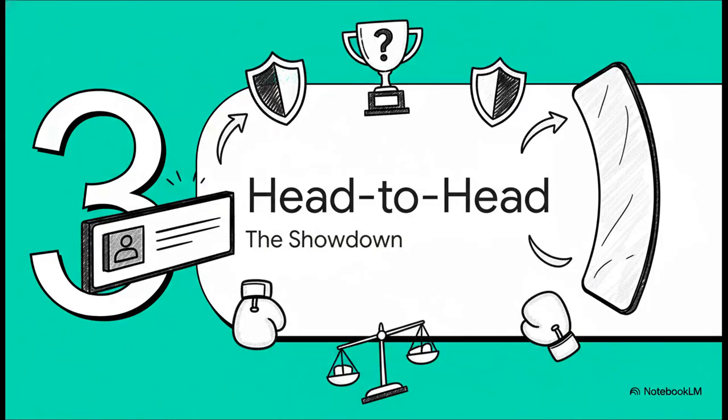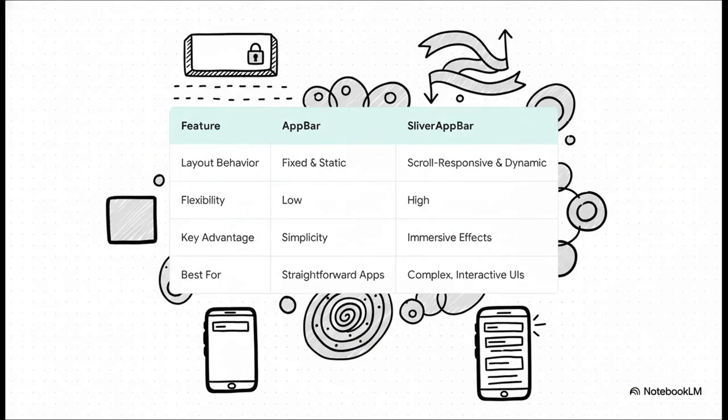Okay, so we've met our two contenders. We have the steady, reliable app bar and the dynamic, flashy sliver app bar. Now it is time for the main event. Let's put them side by side, head to head, and see how they really stack up. This table just breaks it down perfectly. You can see the clear contrasts, right? Fixed versus scroll responsive, low flexibility versus high flexibility. But the most important part, the crucial point here, is the trade-off in their key advantages. With the app bar, you get pure simplicity. With the sliver app bar, you get those rich, amazing, immersive effects.